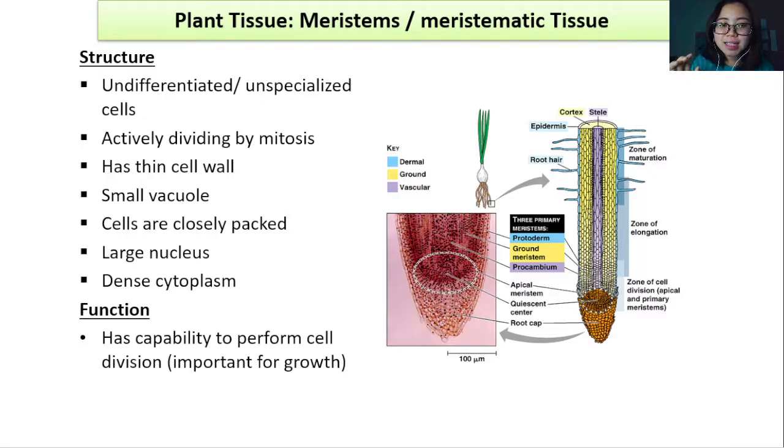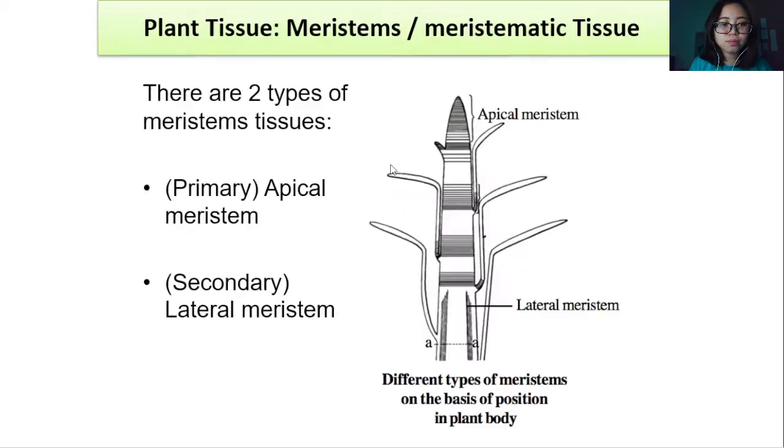It has a thin cell wall. It has small vacuole. The meristematic cells are closely packed. Dia disusun dengan padat. Then it also has large nucleus and a dense cytoplasm. Cytoplasm dia ada banyak organel. Itu maksud dense. The function of meristematic tissue is it has the capability to perform cell division, which means meristematic tissue is important for growth of the plant, untuk tumbesaran tumbuhan tersebut.